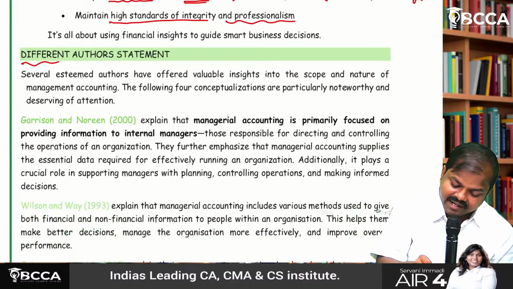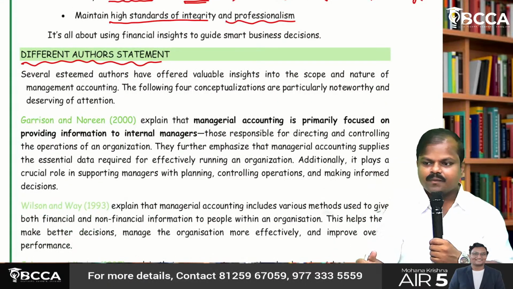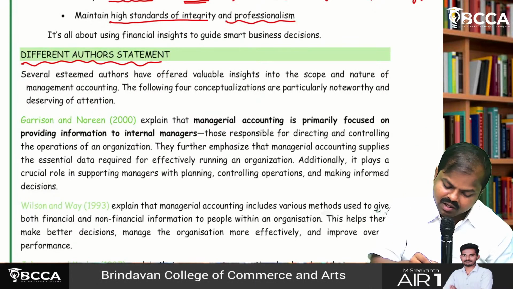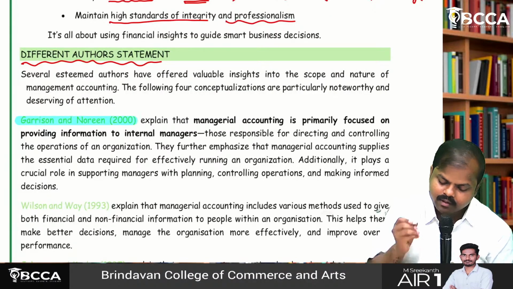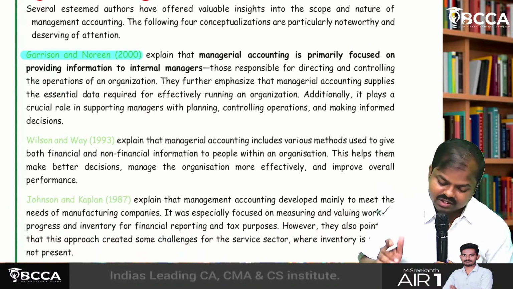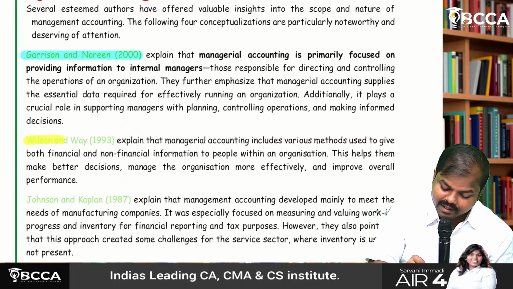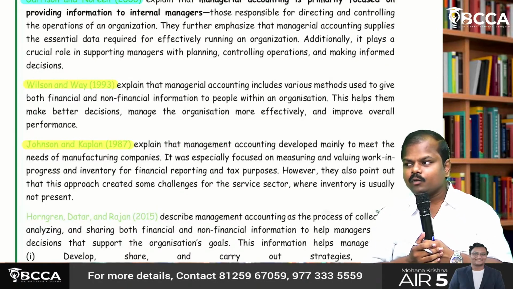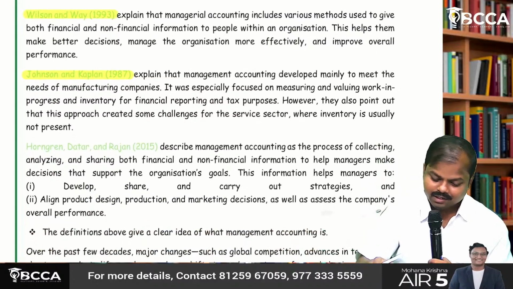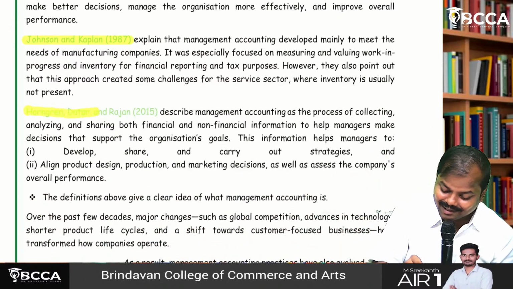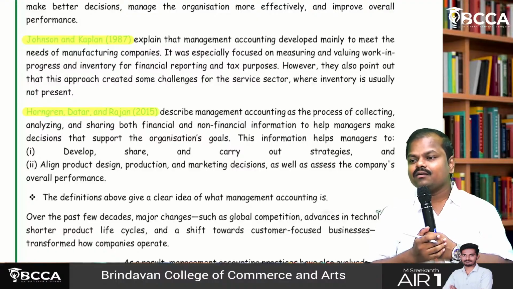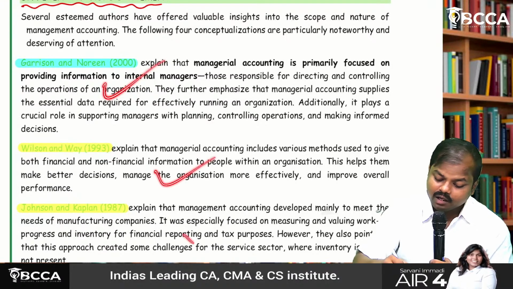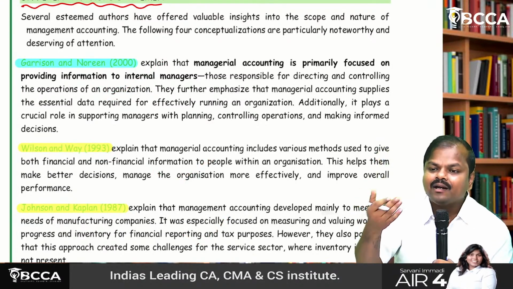So, different authors' statements. Different authors means other than Colin Dyring. One more: Garrison and Noreen, in the year 2000. Next, Wilson and Wray, 1993. Johnson and Kaplan, 1987. Almost you are matched with the date of birth. Next, Green and Dutter and Rajan, 2015. Clear? Excellent. So these are the different authors. They express their opinion on our subject.